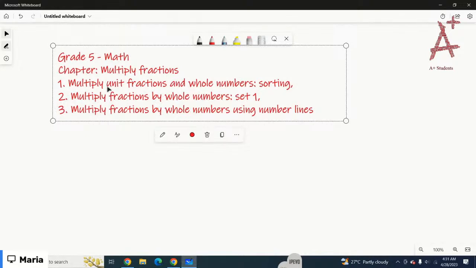We are working on the chapter grade 5 maths. The chapter is multiply fractions, and the lessons we have covered today are multiply fractions and whole numbers sorting, multiply fractions by whole numbers set 1, and multiply fractions by whole numbers using number lines. So you can ask questions so that I can do them on board, and we can consume the whole 40 minutes. Please ask a question, Evangeline.